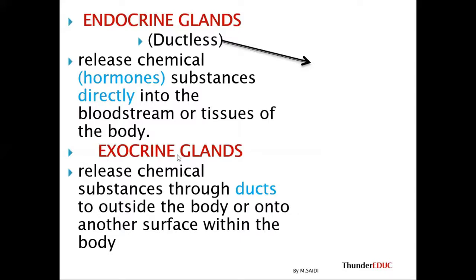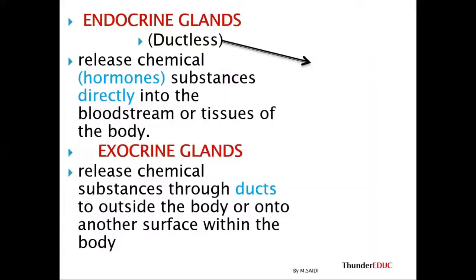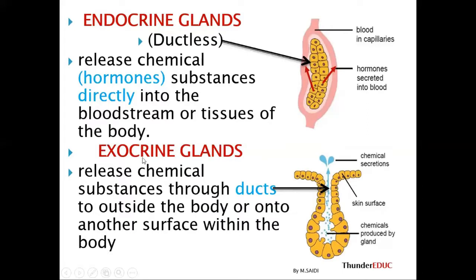For example, look at the salivary glands. They secrete saliva into the mouth because saliva is needed in the mouth. So the salivary gland secretes substances into the mouth directly. So exocrine glands have a duct, and they release these chemicals or this secretion to where they are needed. They don't use blood. The tube helps them to take these chemicals where they are needed. While endocrine glands don't have tubes, they release these chemicals into the bloodstream, and then the blood takes these chemicals to where they are needed. That's why we call them ductless.